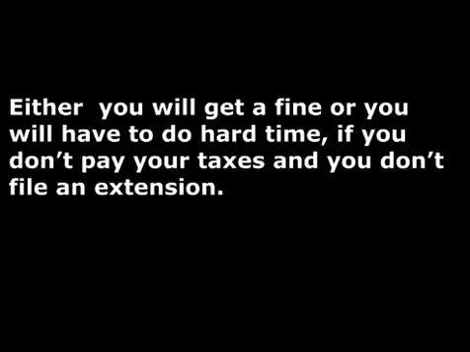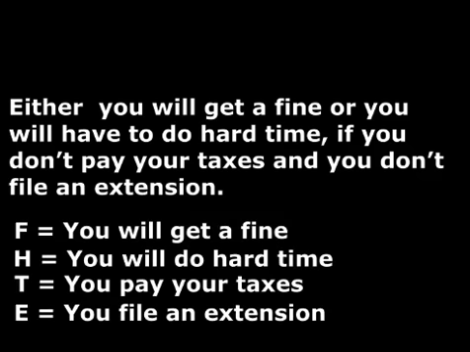Either you will get a fine or you will have to do hard time if you don't pay your taxes and you don't file an extension. Okay, and again, we've got a comma there that's going to be a clue for us. So step 1, let's find the atomic statements, and there's going to be 4 of them. You will get a fine, you will do hard time, you pay your taxes, you file an extension.